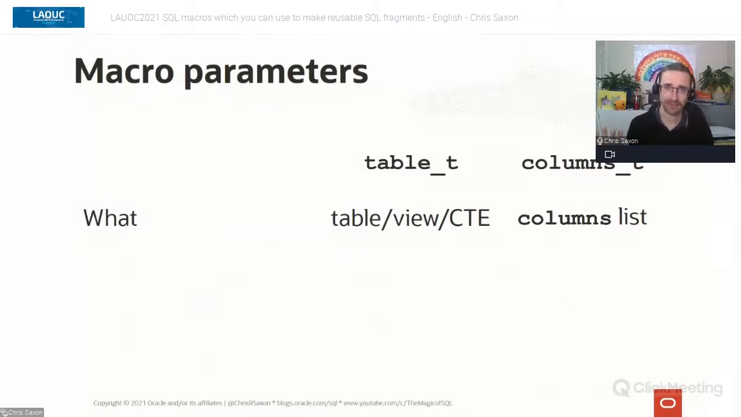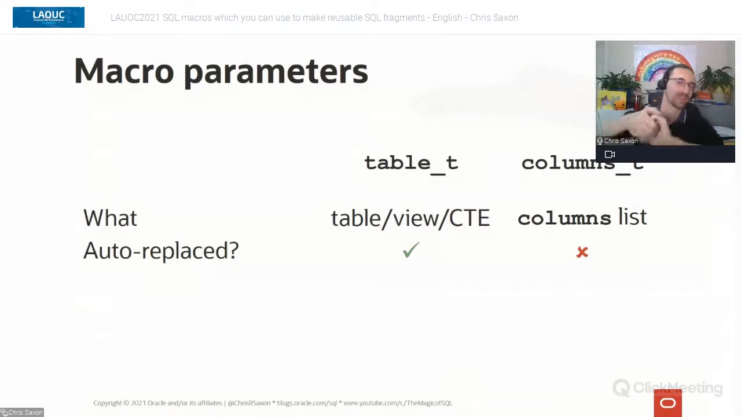The table type, as the name implies, represents the name of a table or a view, or it could be a common table expression, a with clause, subquery factoring, whatever you want to call it. And the columns type uses the columns pseudo operator, which is a comma separated list of the names of the columns that you want to provide. Now, the key thing to note here is the table type is exactly one thing. The columns type is a list of things. So the table type, because we've got a one-to-one mapping, the database will do that replacement. But there isn't a native way in SQL to take a list of values and implicitly convert that into text. So it does not do that substitution for you for those columns. We have to do that replacement.